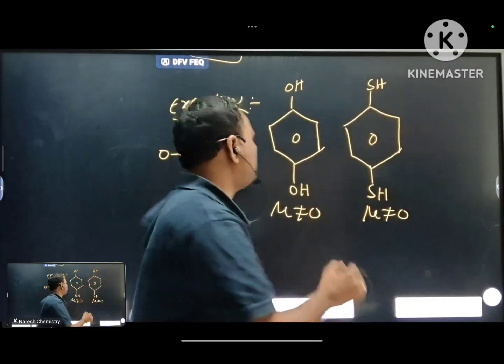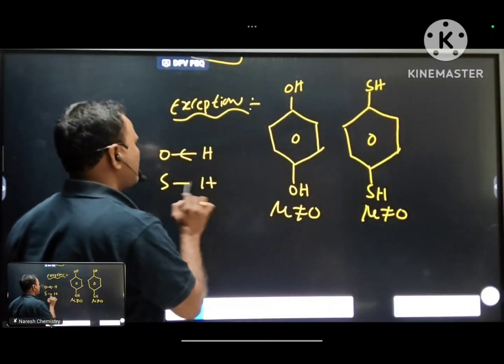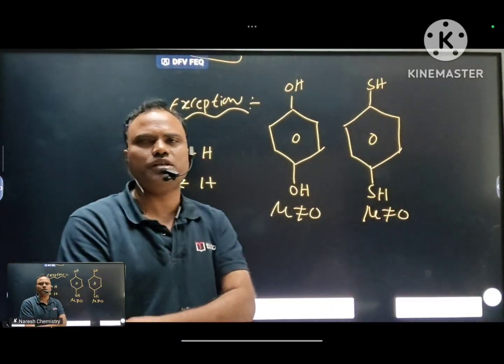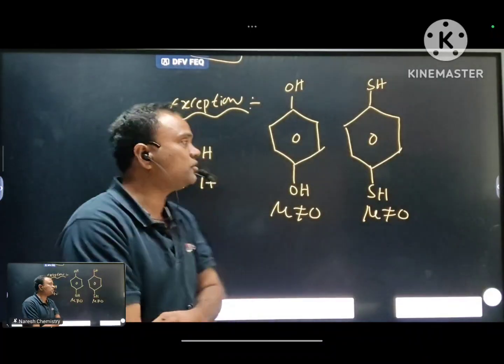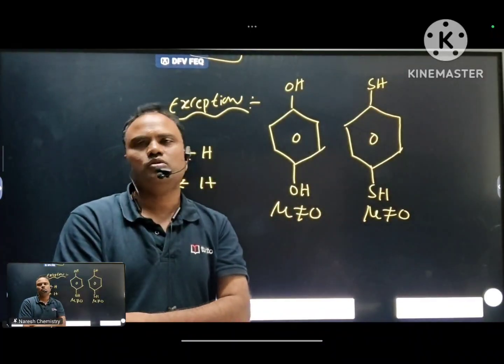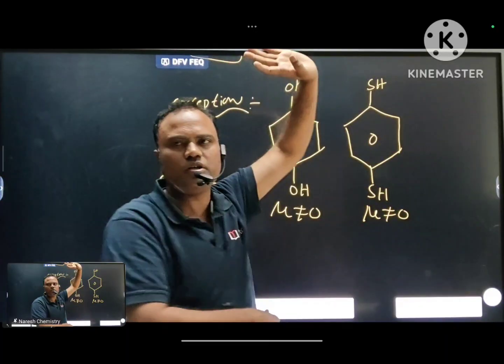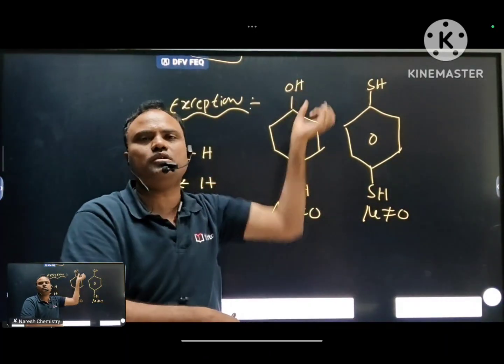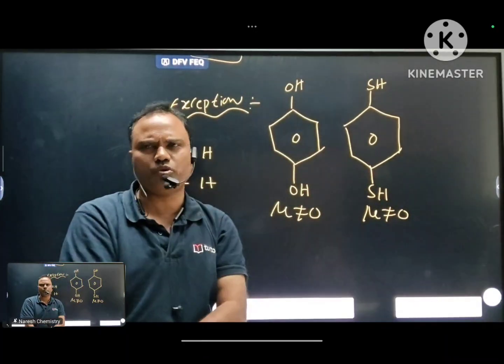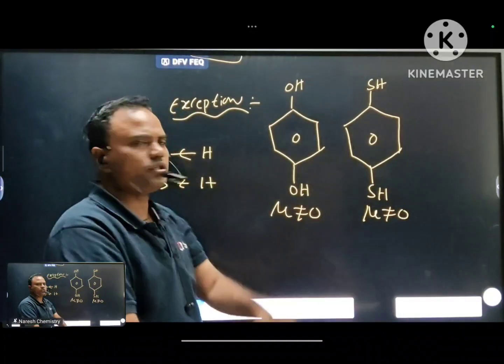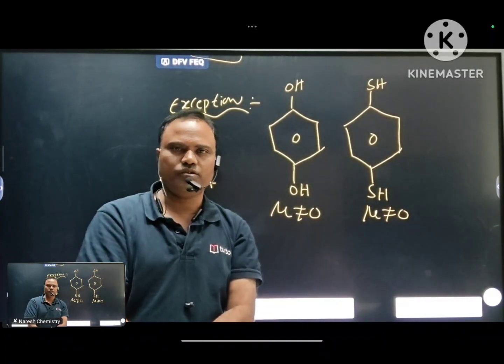Here also SH. The SH bond has its own dipole moment. The SH group has its own dipole moment. The OH group has its own dipole moment. But when we see in this position, dipole moment is 0. But individually, if we observe, it has dipole moment. Okay, these two are the exceptional cases, OH and SH.